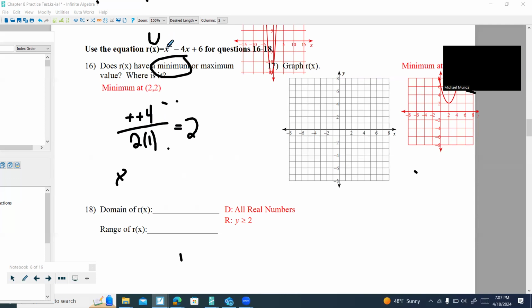Then to figure out our y, I'm just going to plug in 2 here. Well, 2 squared is 4, minus 4 times 2, which is 8, plus 6. And you get another 2 for that too. So our minimum is 2, 2. Remember, since it's a minimum, it's going to open up like this.